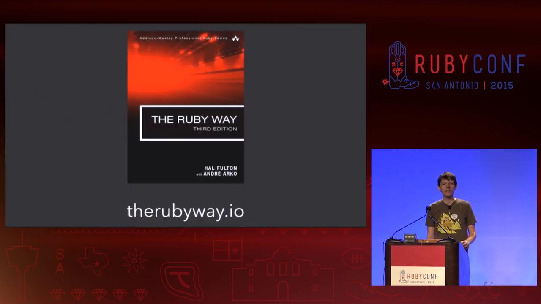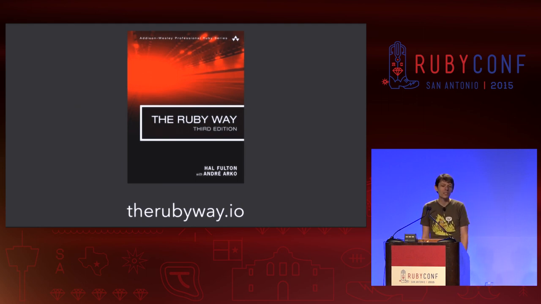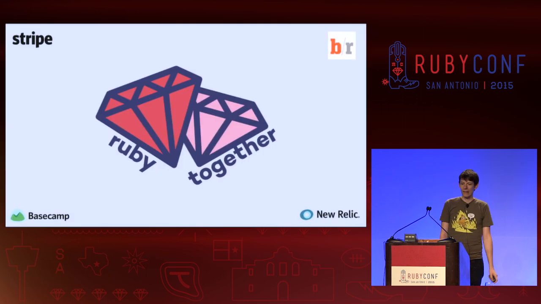I co-authored the third edition of The Ruby Way. The first edition of The Ruby Way was totally my favorite Ruby book ever in like 2001, and I basically learned Ruby from it. And so The Ruby Way third edition is updated for Ruby 2.2 and 2.3. And I'm sure it'll last at least a good 6 to 9 months before it just turns into something that you use to prop up your monitor.